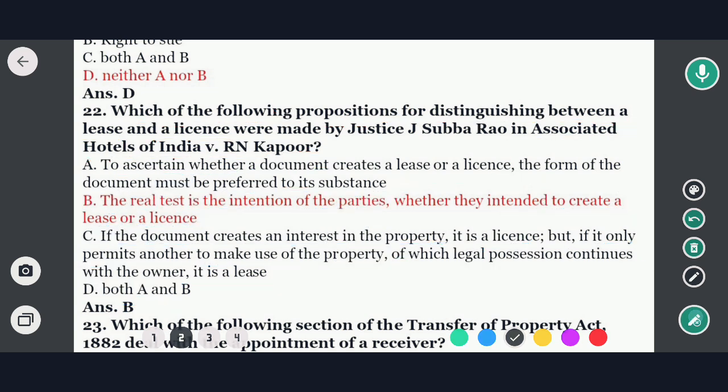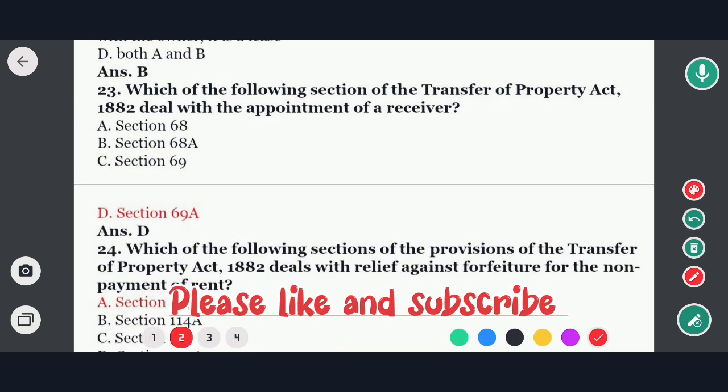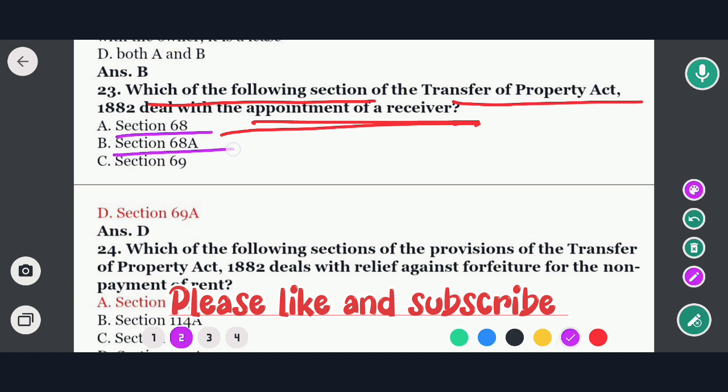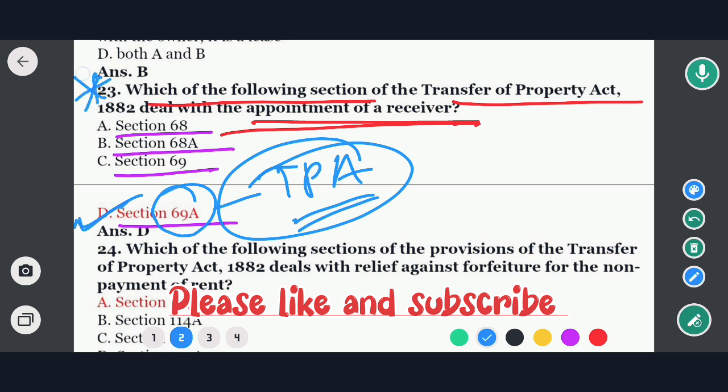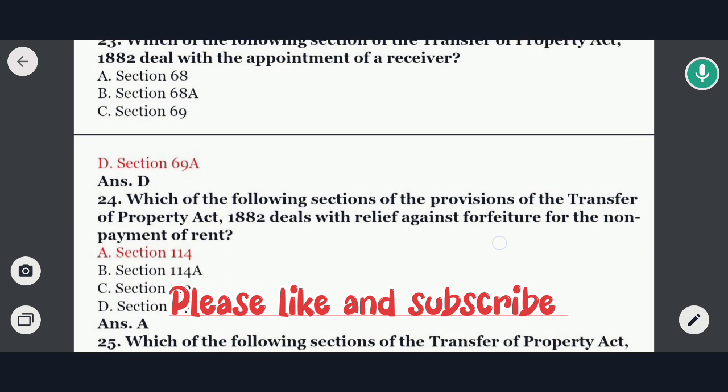Okay, so now the next question is: which of the following sections of the Transfer of Property Act 1882 deals with the appointment of the receiver? Very important question. Options are section 68, section 68A, section 69 and section 69A. So in this case, option D would be the correct answer. That means section 69A of the Transfer of Property Act deals with the provision of appointment of receiver. Very important section. This question comes up; in any law exam it comes up. So this is a very important question, appointment of receiver. So now move to the next question.